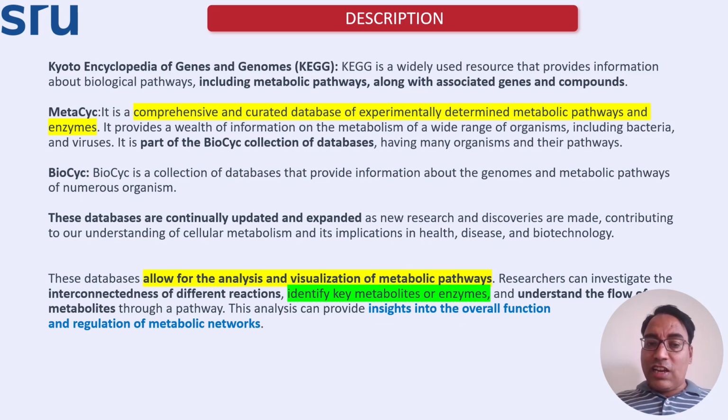These databases are constantly expanded and updated. Expanded means bridging the missing links to research papers and then constantly updating the databases. And these databases allow for the analysis and visualization of metabolic pathways. Whenever you are finding the key metabolites and enzymes, we need to update the database, and we can understand the flow of metabolites through a pathway. So all this information put together gives us the overall insight into the function and regulation of a metabolic network.